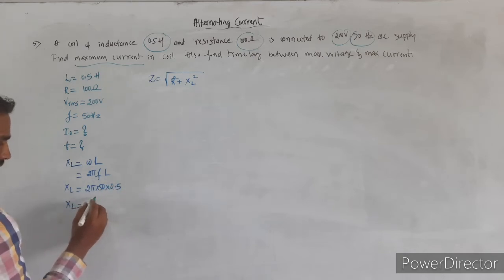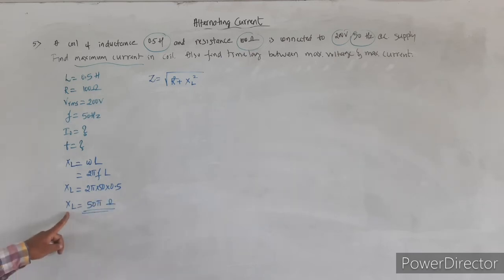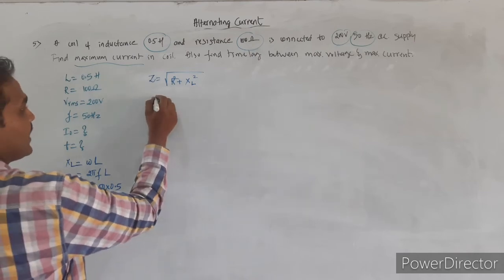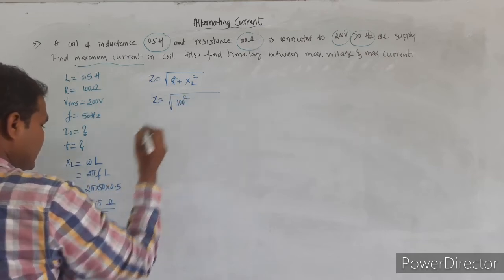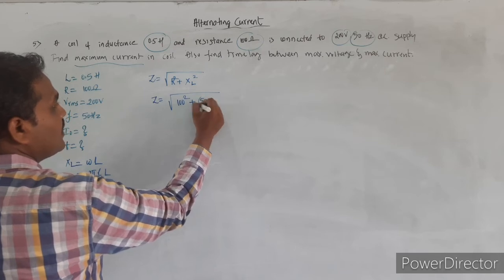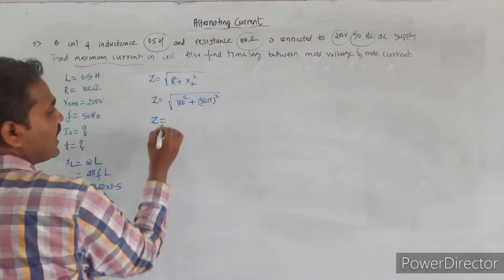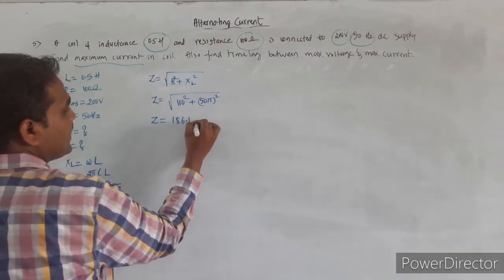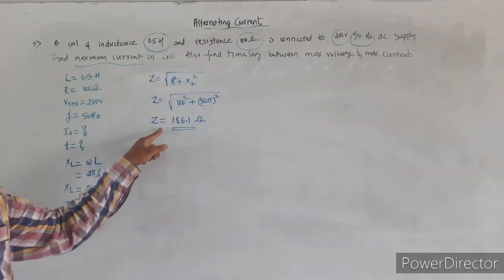So I get it as 50 pi ohm. Okay, so this is the value of inductive reactance. Then by substituting the value here, I can write Z is equal to square root of R, which is 100, square, plus XL, which is 50 pi, whole square. By simplifying this I get the value of Z is equal to 186.1 ohm. Okay, so that is the value of impedance of the coil.